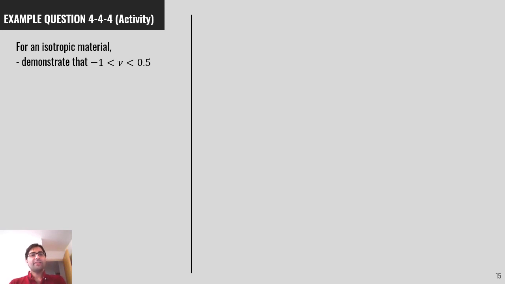And finally, here is an activity example for you to try before attending the live session. It says for an isotropic material, demonstrate that nu is more than -1 and less than 0.5. Good luck.